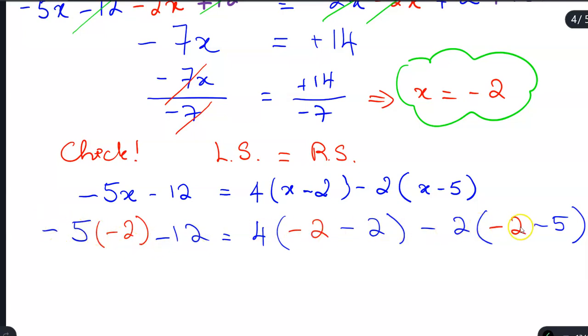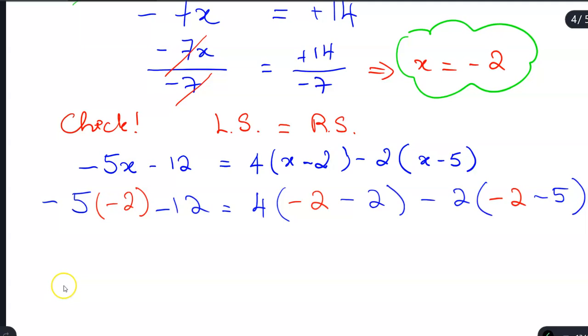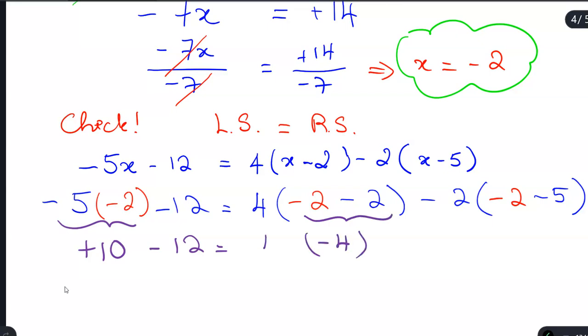This step is now the basic concept of order of operations. That means you have to perform BEDMAS. Okay, perform BEDMAS. So I will need to perform this operation first. That should give me positive 10, subtract 12. So this should give me negative 4, and I times that with 4. This should give me negative 7.